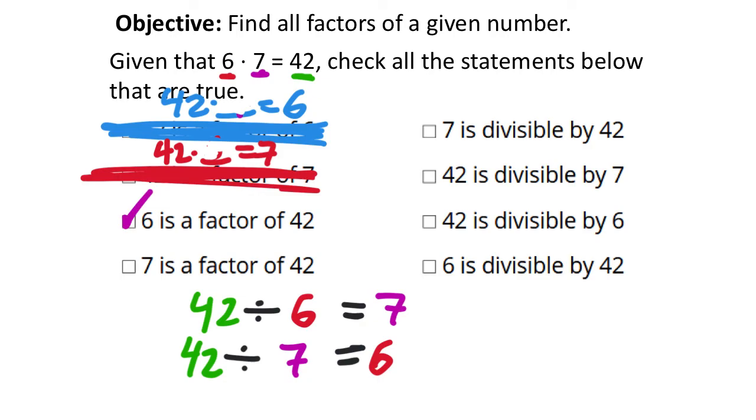The next statement says 7 is a factor of 42. Yeah, that's the other factor right there, 7, right there. So I'm going to give this one a check mark as well. That one is true.